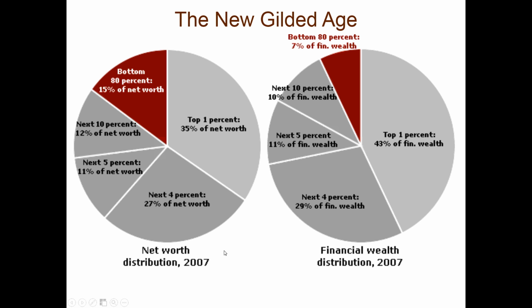In 2007, for example, net worth, that's the amount of wealth you have minus what you owe, the top 1% had more than a third of it. And the top 5% had 62% of it. The bottom 80% had 15%. Now, if you take just financial wealth, that eliminates things like your home that you can't readily turn into cash. The bottom 80% had only 7% of the financial wealth. The top 1% had 43%. So the inequality today is extreme as well.